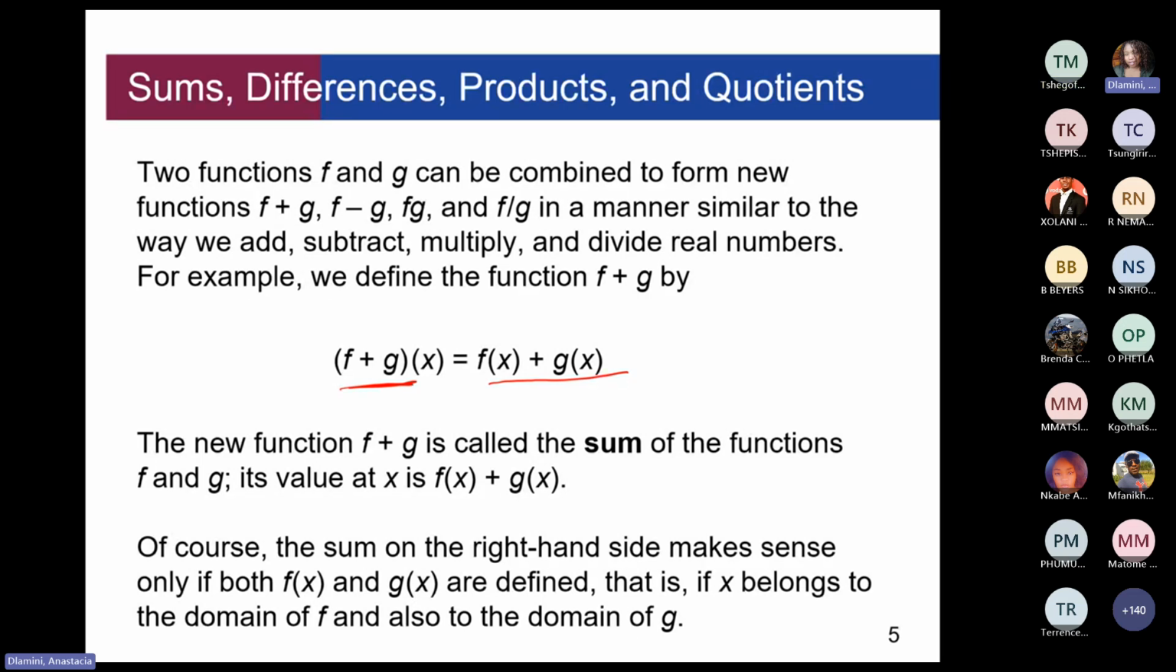Of course, the sum on the right hand side makes sense if both functions are defined, right? Meaning that this can only make sense if this function and that function are defined. That is, if x belongs to the domain of f and also to the domain of g. Make sense?